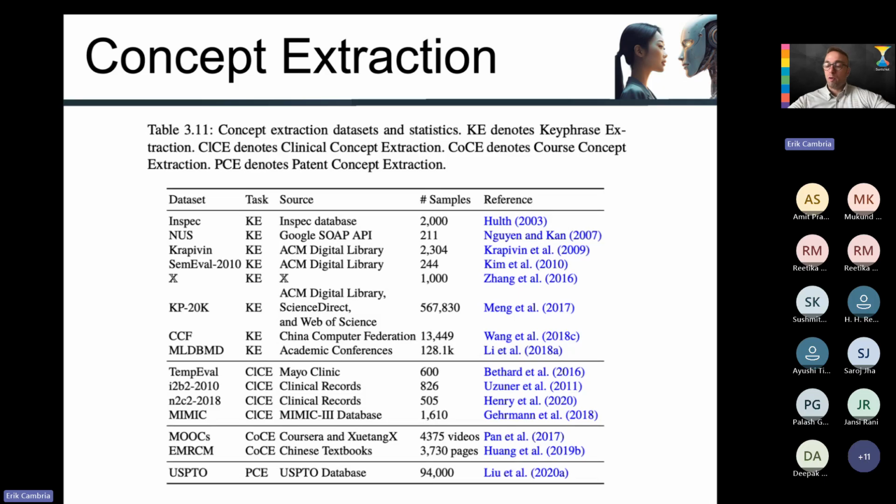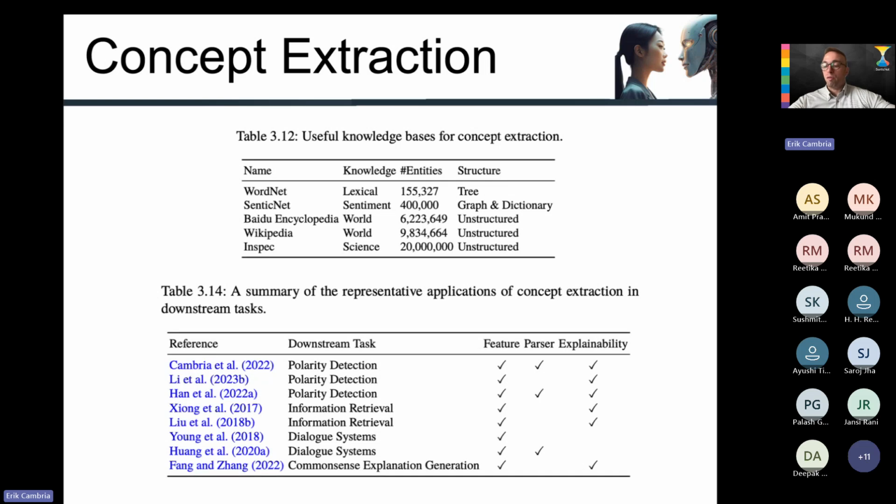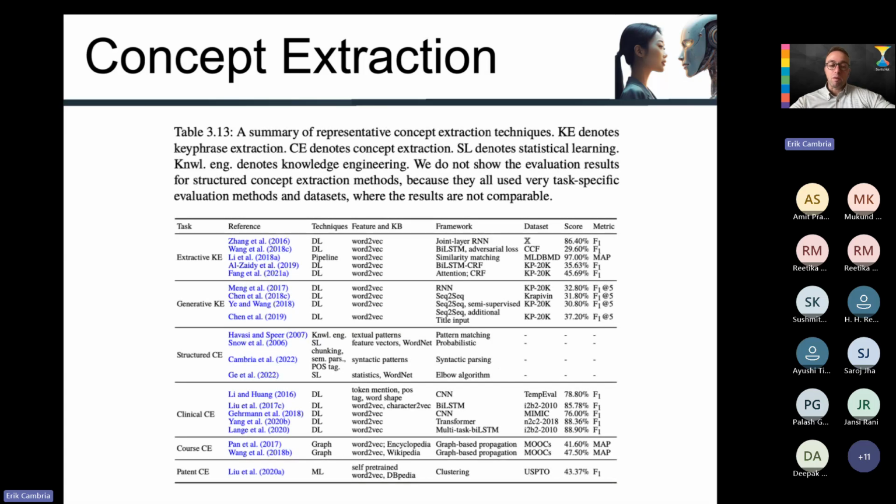Here you have a few works and databases, but also knowledge bases for concepts, including, for example, SenticNet, but also WordNet. That's the one that is mostly used for concept extraction, but also all the knowledge bases built on top of Wikipedia. And in the book, you also find different ways for concept extraction, some more generative, more extractive, and for different domains like the clinical domain and so on.